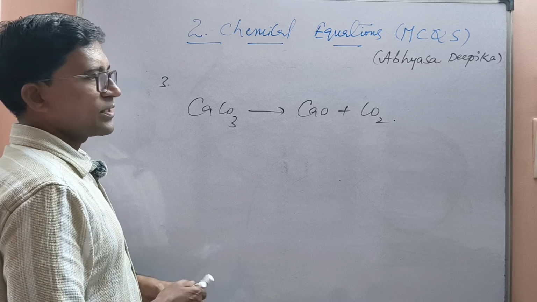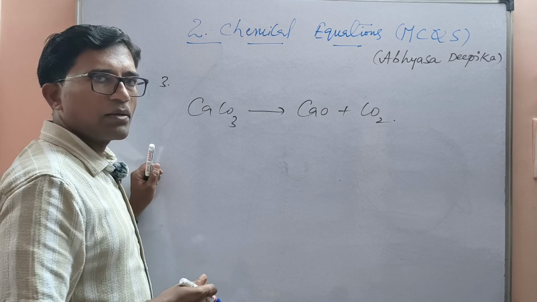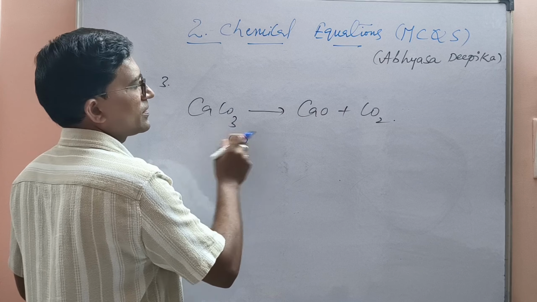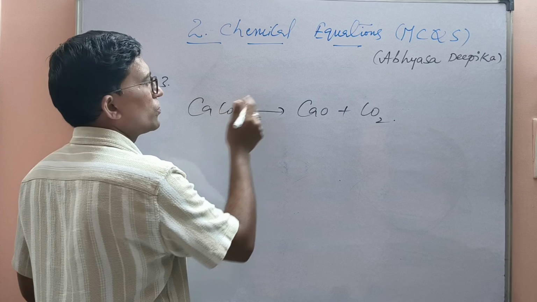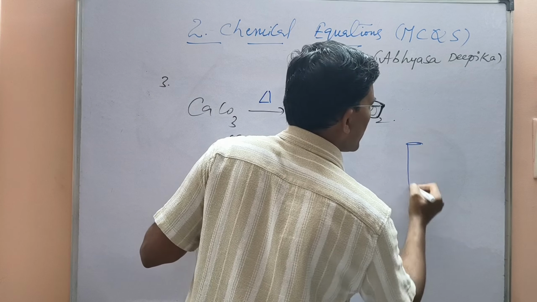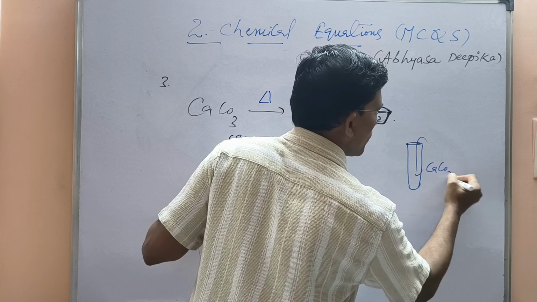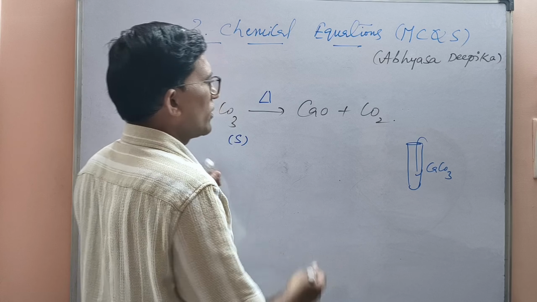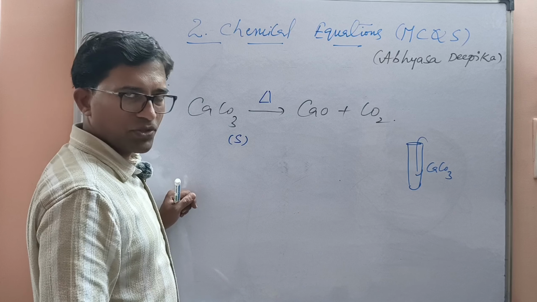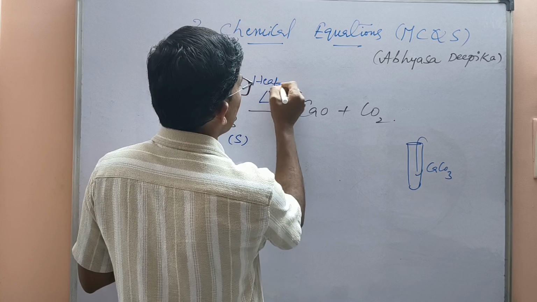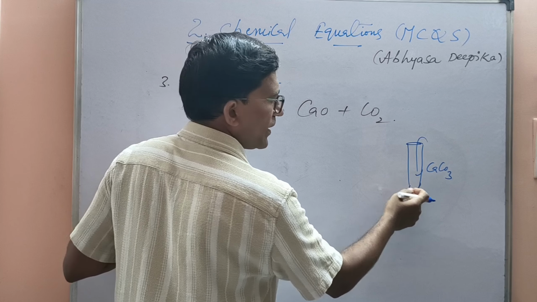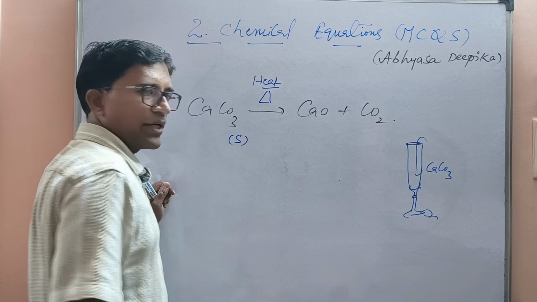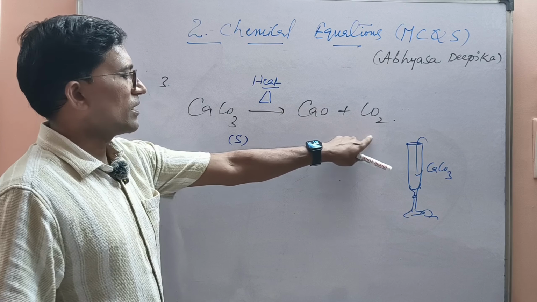Now, if I explain this question clearly, CaCO3 means calcium carbonate. It occurs in solid state. And how have these two formed from this? Due to heating. Take a boiling test tube, take a few grams of calcium carbonate, and start heating it using a Bunsen burner or a spirit lamp. It undergoes a thermochemical decomposition reaction, because heat is involved here. When you heat this with a spirit lamp, the carbonate is going to decompose into calcium oxide and carbon dioxide.